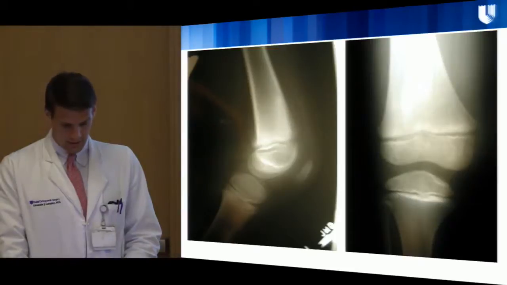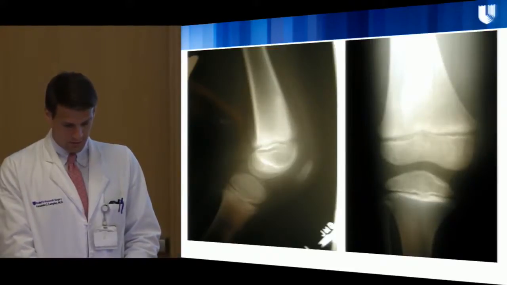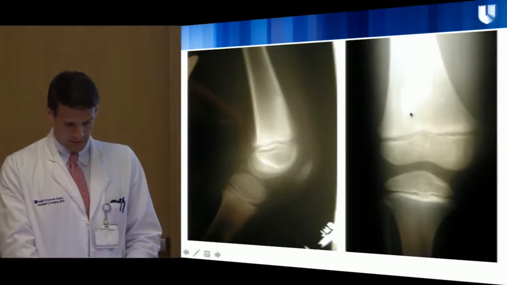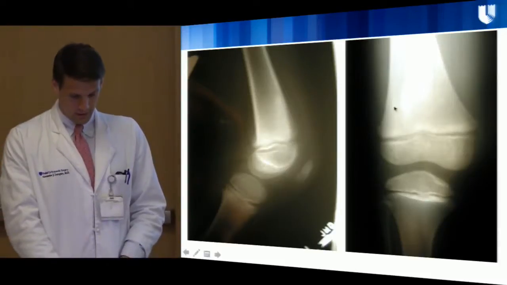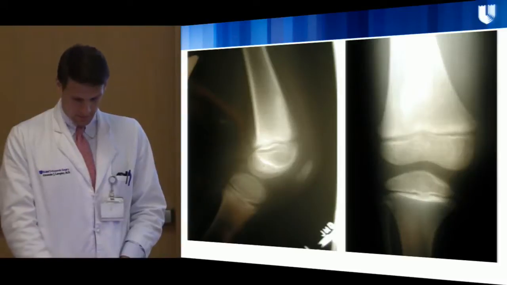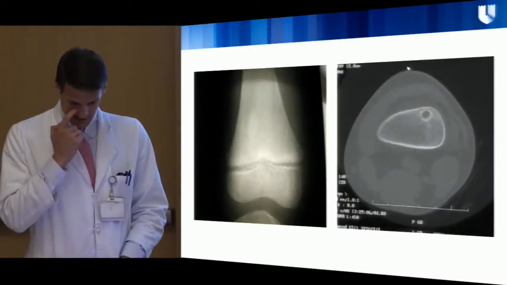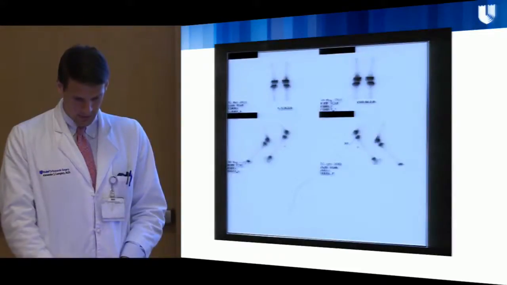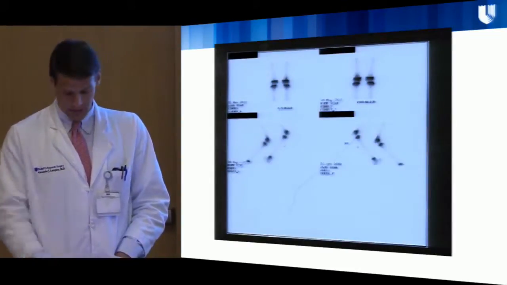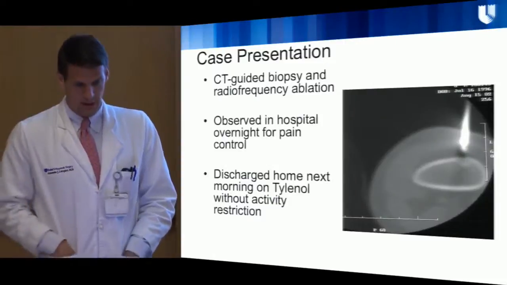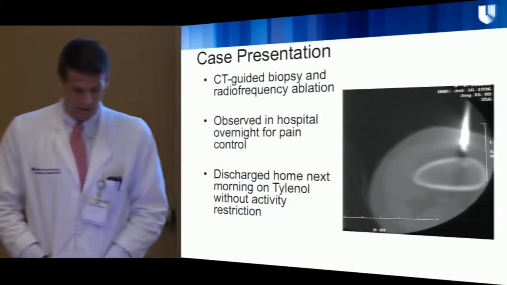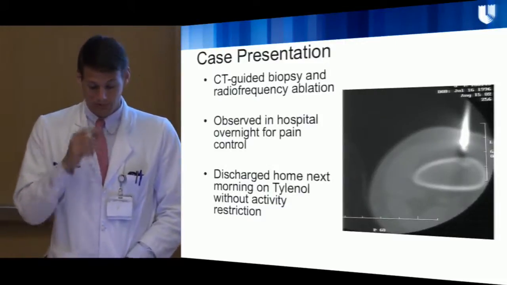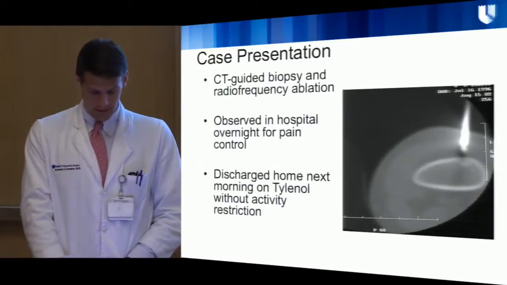On x-rays, at first glance there is nothing noticeable, but on further glance you can see cortical sclerosis on the distal lateral femoral metaphysis, and on CT scan, again a sclerosing rim. The bone scan has increased uptake. They did a CT-guided biopsy and RFA, observed in the hospital overnight for pain, and was discharged the next day with just Tylenol and no activity restriction.